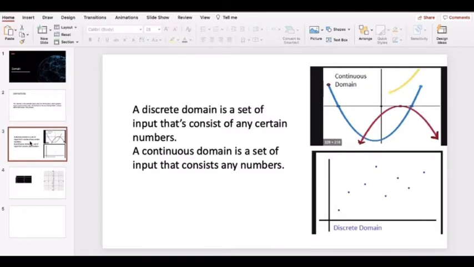The discrete domain is a set of inputs that consists of certain numbers, and a continuous domain is a set of inputs that consists of any numbers. If you look at the continuous domain, you can see they're everywhere, which means they could use any type of numbers. But if you look at the discrete, you can see they're in a row.